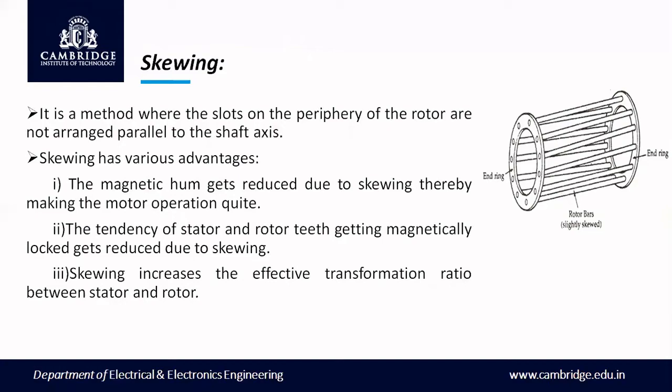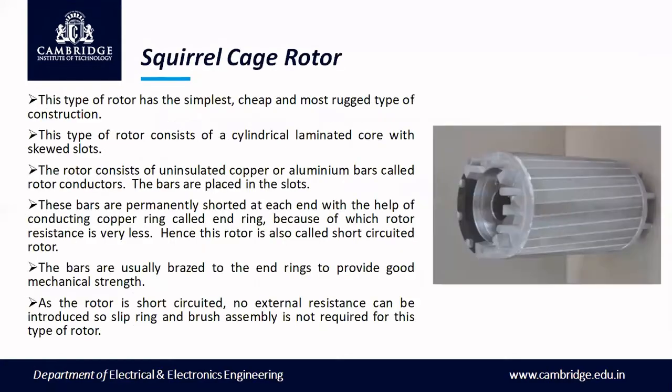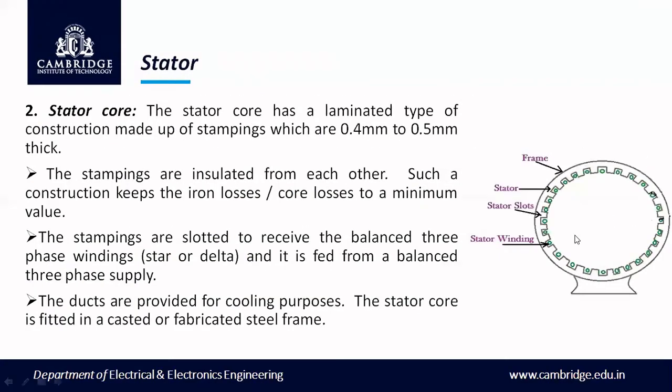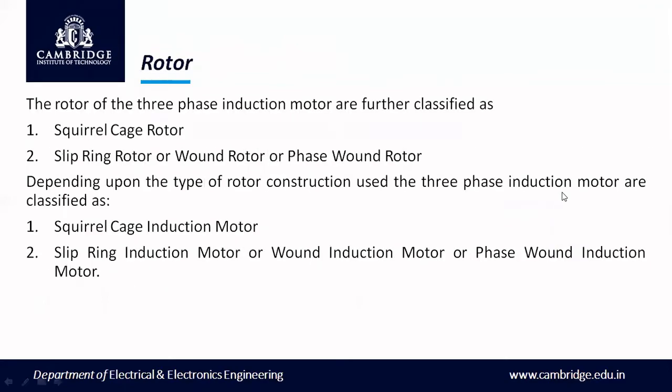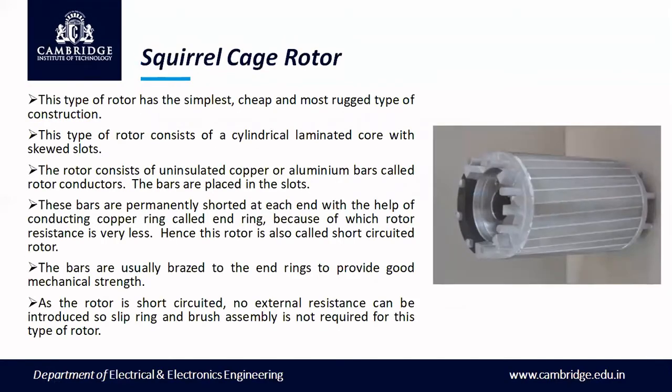Because of this skewing, the teeth, that is the slots, the rotor and stator slots or the teeth, could get magnetically locked if all are kept in parallel. If they are all kept in parallel, the locking will happen. You can observe here we have the stator slots. These are the stator teeth. In the same way we have the rotor, where the rotor teeth are there. Once they start rotating, if all are kept in parallel, the rotor teeth and the stator teeth get locked magnetically. If that locking happens, there will be no further rotation of the motor.